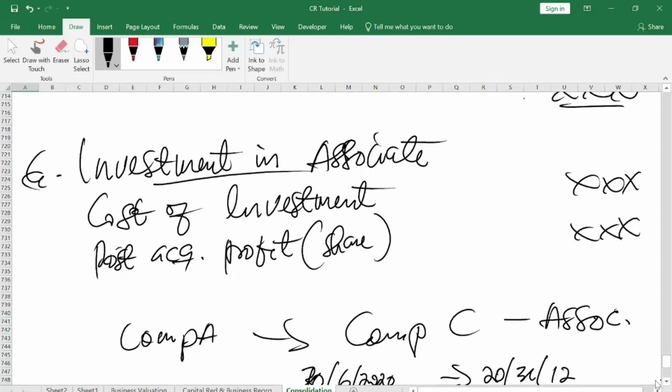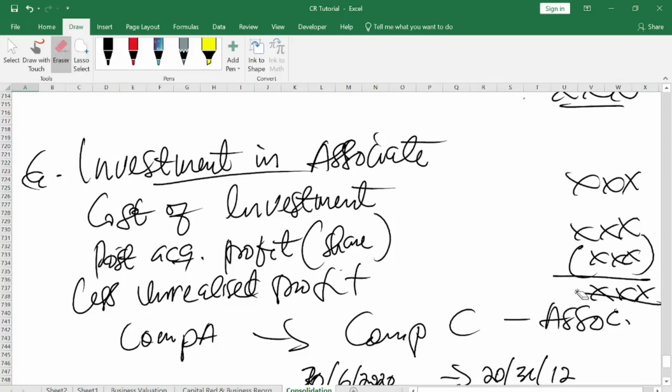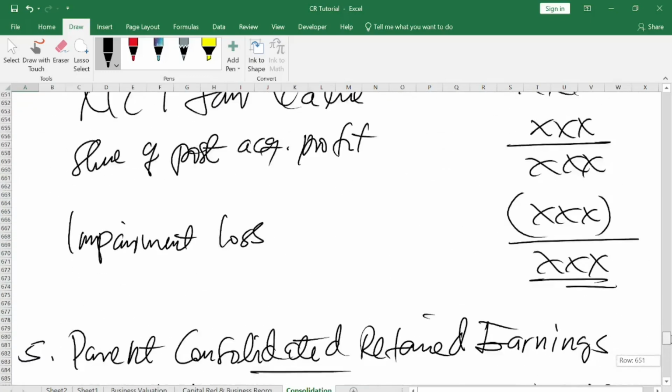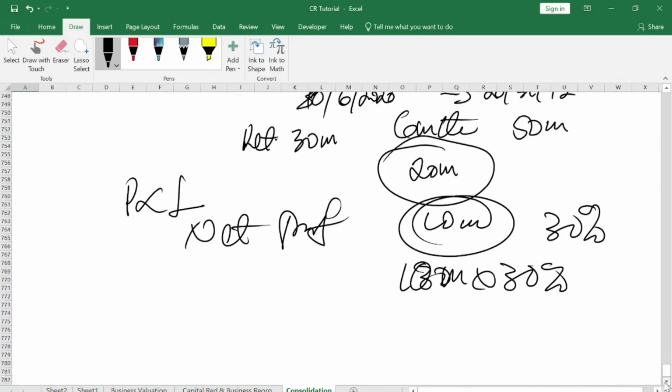And then if there's unrealized profit, you remove any business transaction between them. You remove it. If the subsidiary sold to the associate, that one too, we don't agree with their sales. So you remove it from that. So this is the step by step business combination that I'm talking about. Are you with me? Okay.